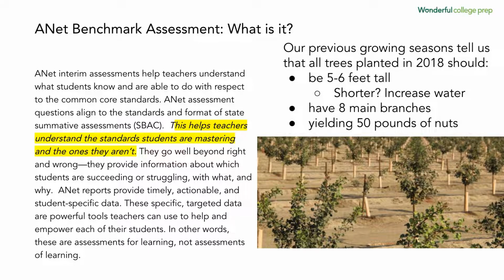So again, let's talk about what the ANET interim benchmark assessments are that we are using. First, this is going to help us to better understand what students know and are able to do in relation to their Common Core standards for their grade level. So that means that students are going to get specific questions and tasks on just the high level mastery for that grade level. So if I'm a 10th grade English ELA student, then I'm going to be getting the 10th grade mastery standards, and that's what I'm going to be assessed on. If I'm in Algebra 1, I'm going to get the mastery level standards for Algebra 1 students.